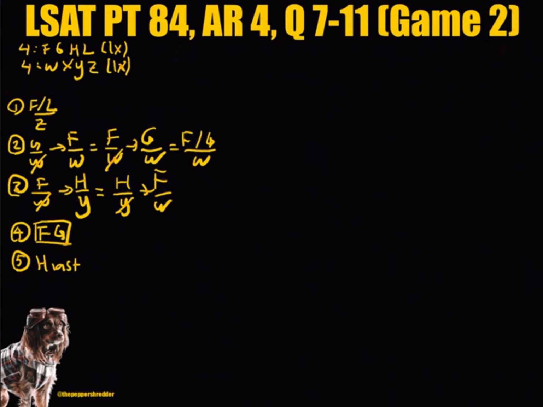Next, we can split the game board using Rule 4. In the first instance, the F and G block can appear in the first and second slots respectively. In the second instance, the F and G block can appear in the second and third slots. In both instances, H must appear last. We can further split the game board.